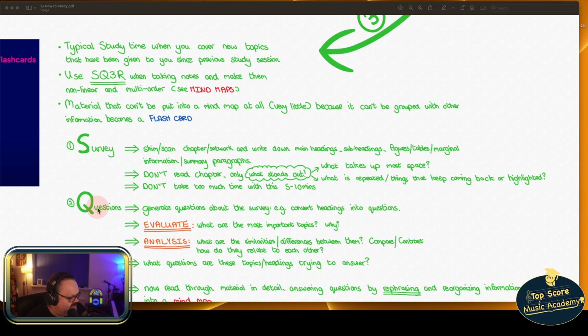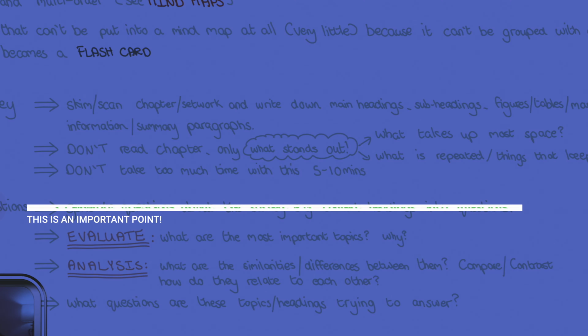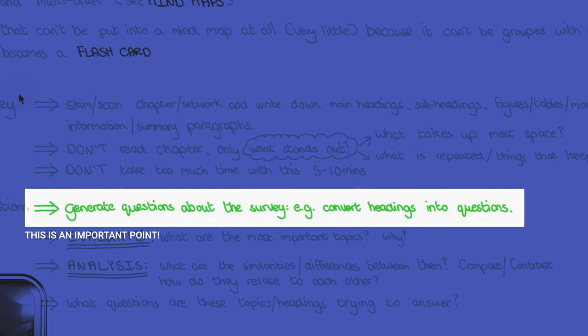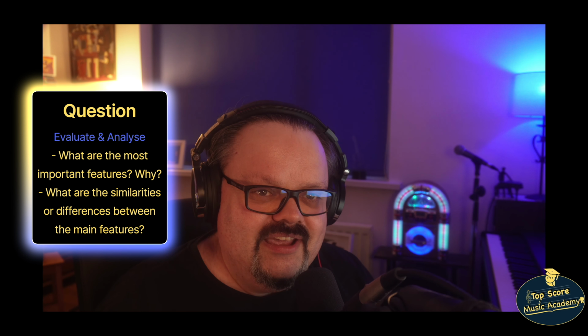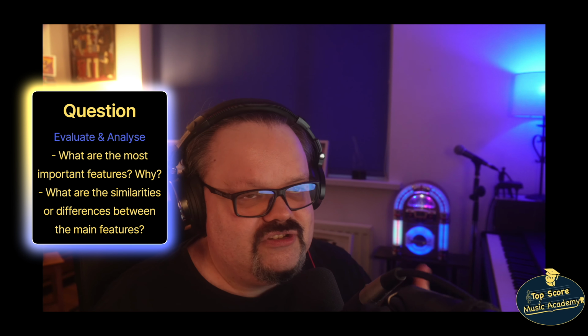The next thing then is to make your own questions, generate questions from this. So once you've done your survey, generate questions about the survey. So convert all those headings into questions. So for example, if you were doing, say, Handel for GCSE, there's a piece called For Unto Us a Child is Born. That's the piece that you guys do for GCSE if you're doing the Northern Ireland board, the CCEA board. And you might find that there isn't a particular structure to this piece.